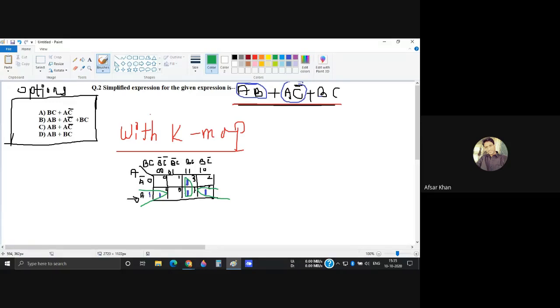Yes students, tell me the expression for these two pairs. The expression is BC plus AC bar. The first one will be BC. For the other one, we will get AC bar: A, and B bar is common here. So from the K-map also we have found this answer, which we have found from the consensus property, okay students?